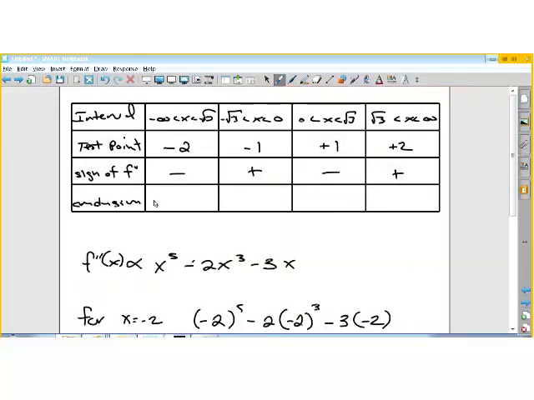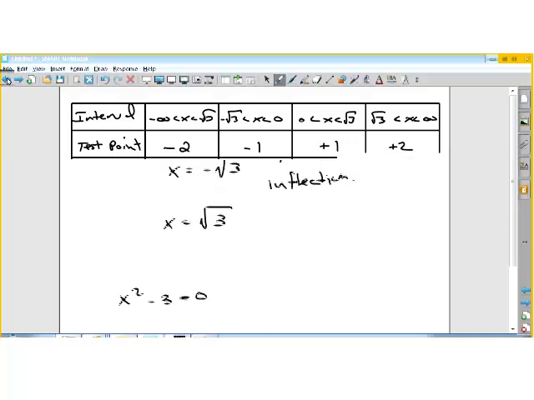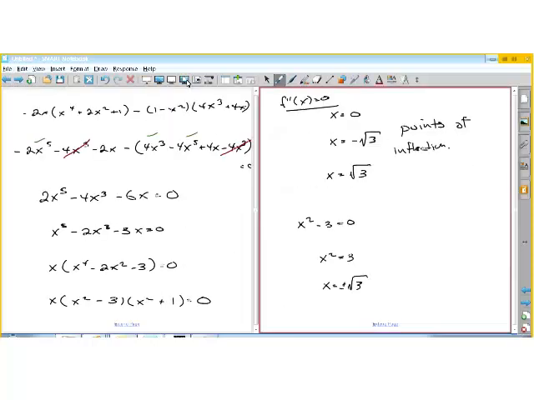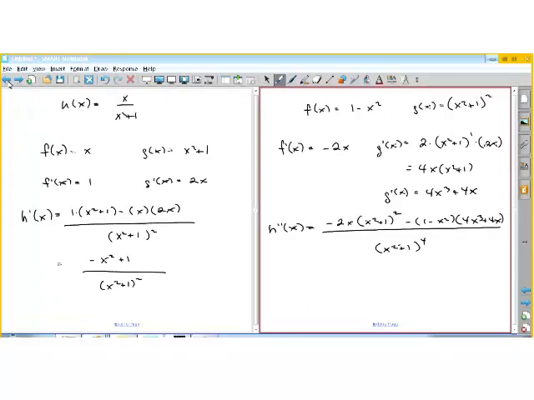So now we can talk about the concavity. This is going to be concave down. It's going to be concave up, concave down, concave up. I'm just looking at the sign of the second derivative. Okay? So let's go back to the graph and see if that's right or not.